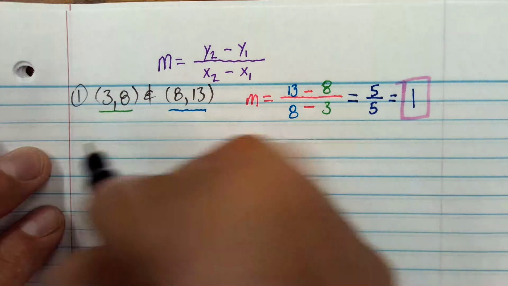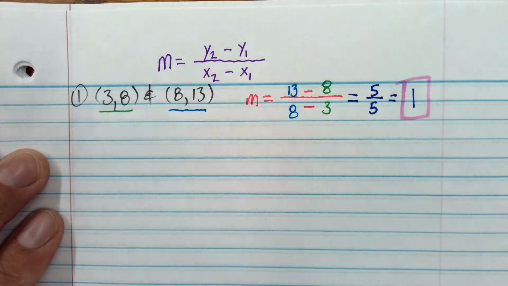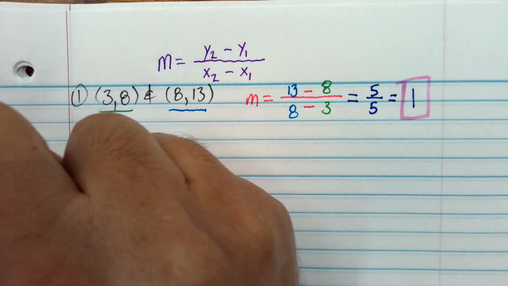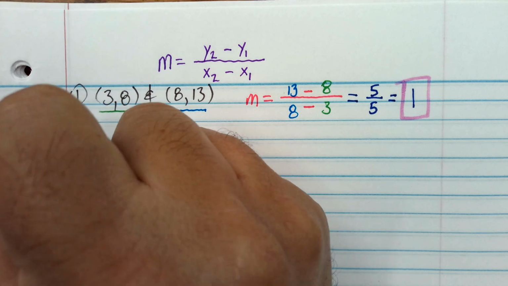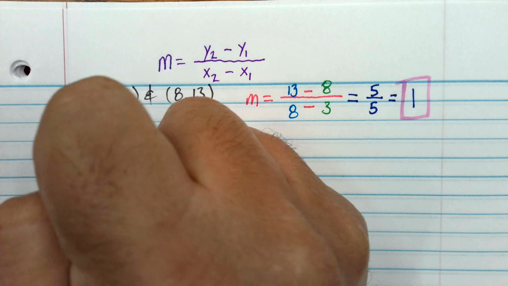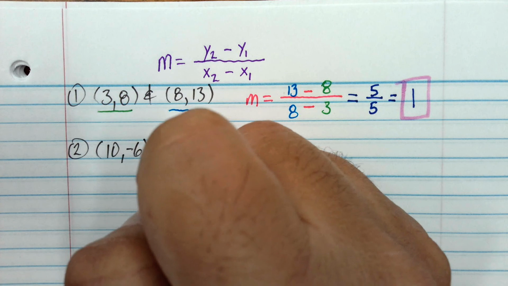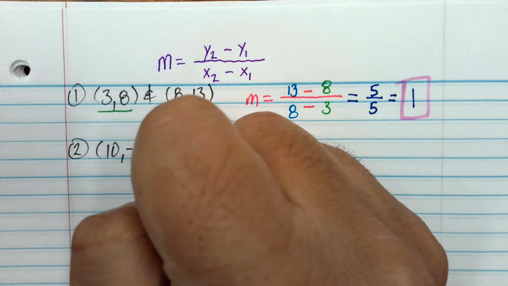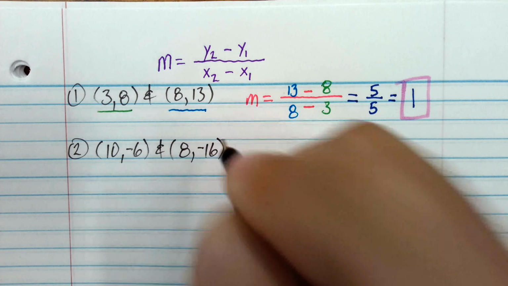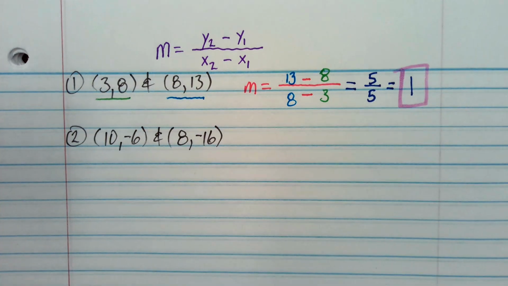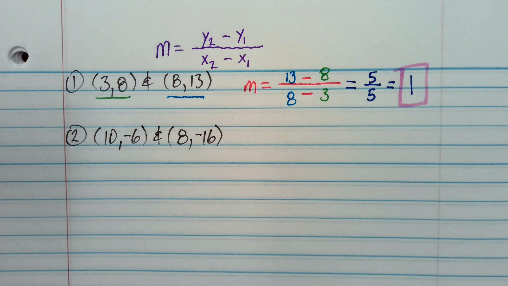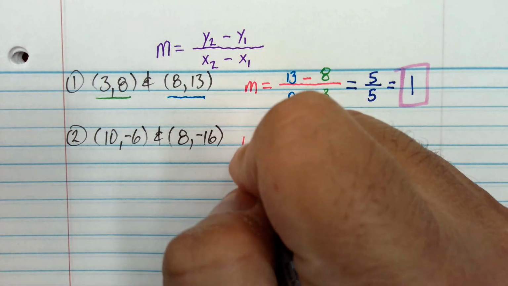Let's do a few more. Let's go on to a second one. So this one's going to be (10, -6). And so now we have negatives, and then our second ordered pair is (8, -16). Okay? So let's find the slope between these 2 points. Imagine we plot the points and draw a line. How steep is that line is basically what we want to figure out. Okay? So let's set it up.